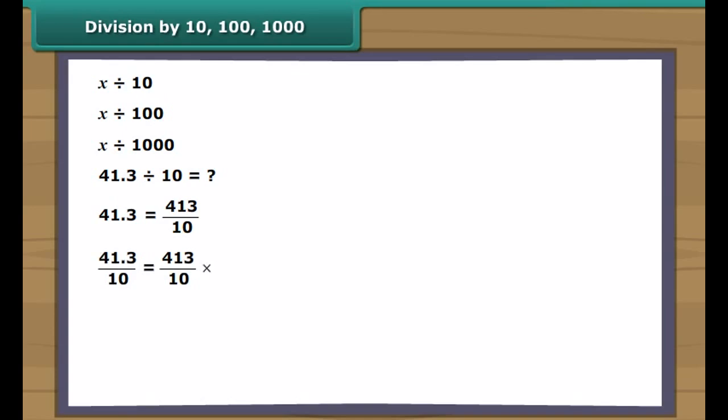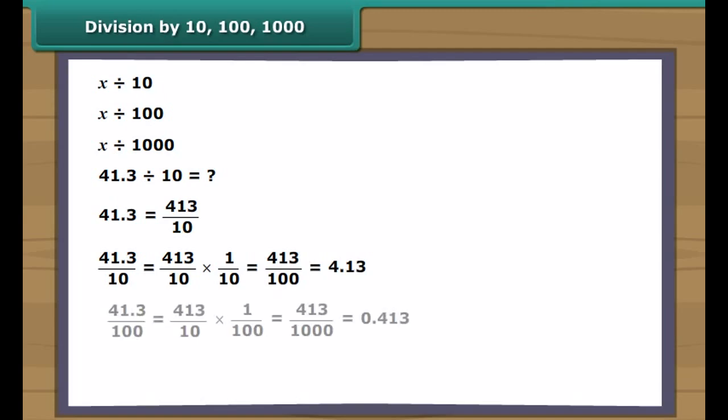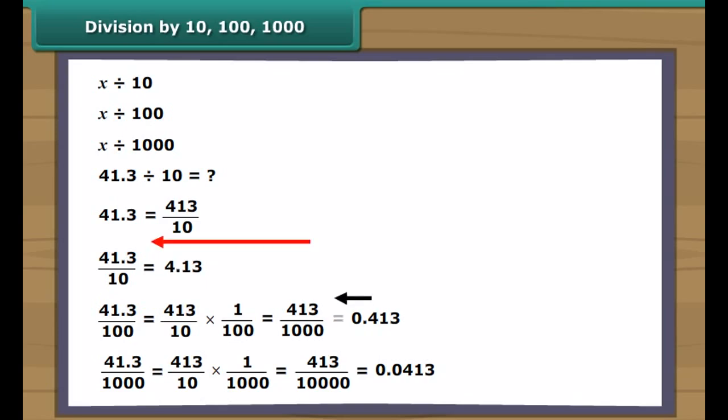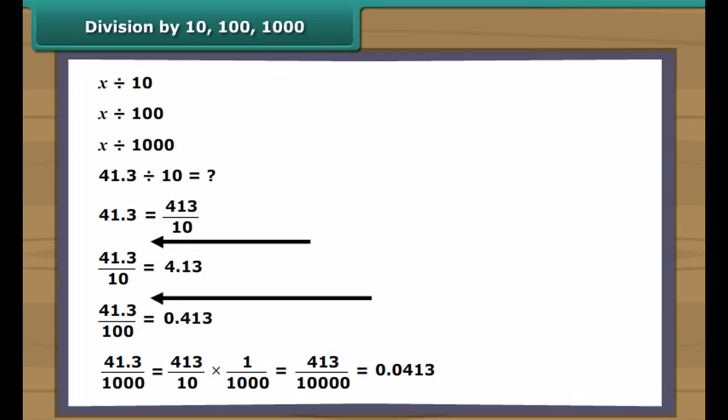After multiplication, let us learn the division of decimal numbers by 10, 100 and say 1000. Let us find the answer for 41.3 divided by 10. We know that 41.3 means 413 divided by 10. Thus, 41.3 divided by 10 is equal to 413 upon 10 multiplied by 1 upon 10. This gives 413 upon 100, which is equal to 4.13.